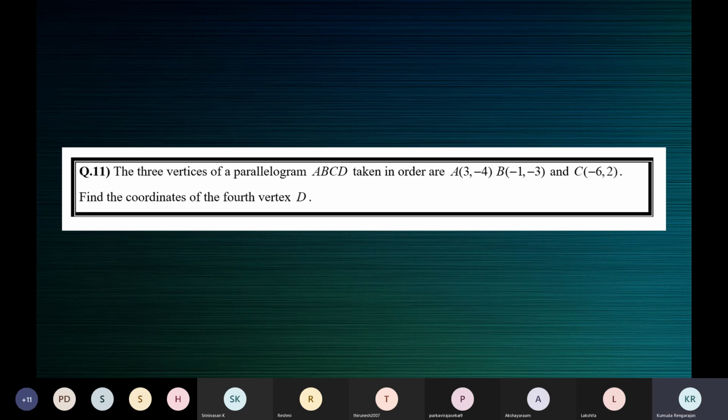Since O is the midpoint of AC, you can use the midpoint formula to find the coordinates of O. But you can also use the coordinates of B and D, because O is also the midpoint of BD. So you can use the coordinates of B and D to find the coordinates of the midpoint O. Equating these two, we can find the coordinates of D.